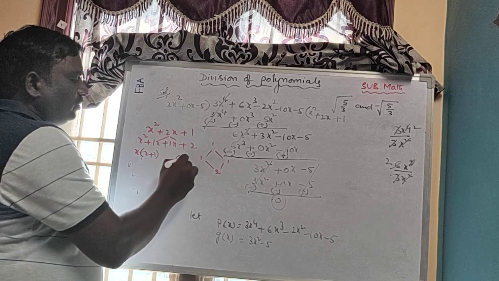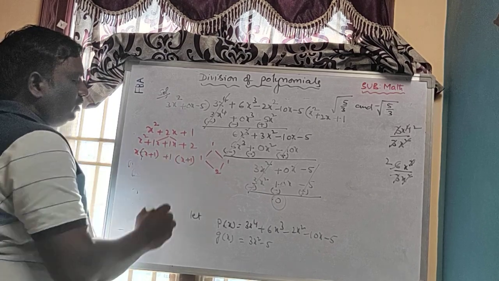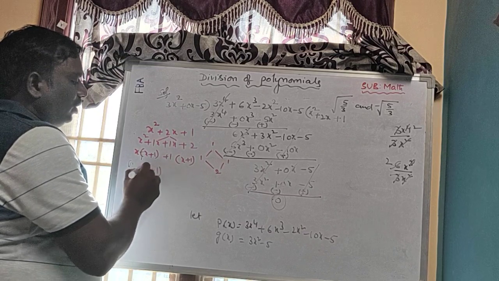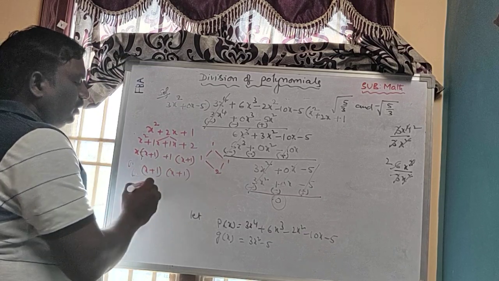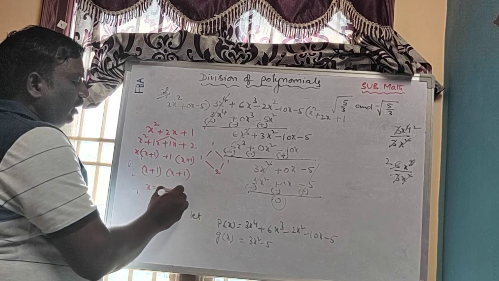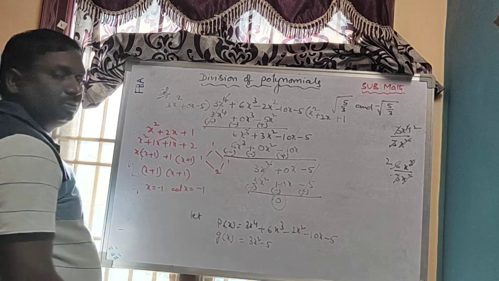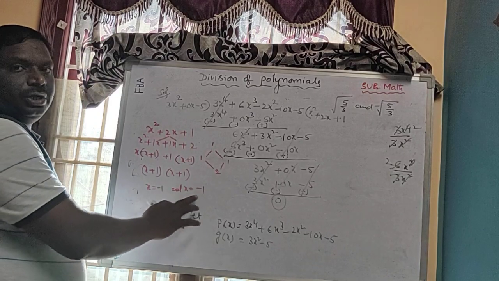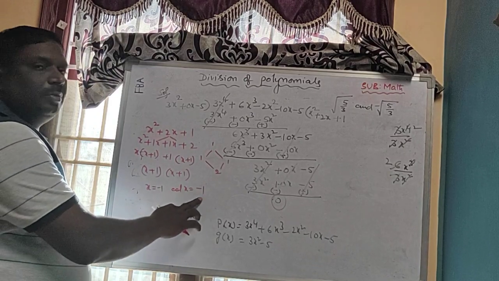Right, as it is x plus 1 here, plus 1. So this is x plus 1 if you take common, x plus 1. So x plus 1 into x plus 1. X equal to minus 1 and x equal to minus 1. So two zeros I got here. What are those? Minus 1 and minus 1.